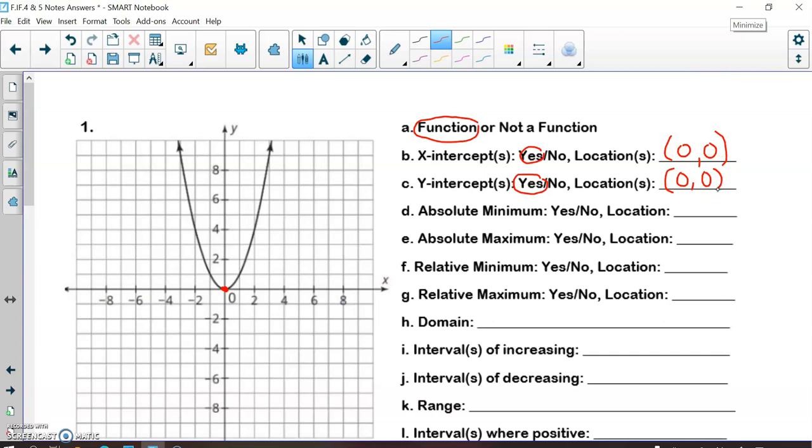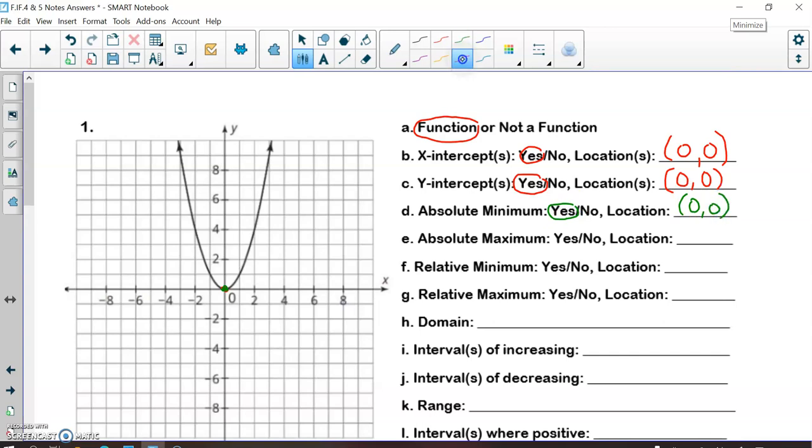All right. Absolute minimum. This means the very lowest point on your graph. Do we have an absolute minimum? Yes, we do. The graph's lowest point is this point here, so I'm going to circle yes, and that is the point 0, 0.